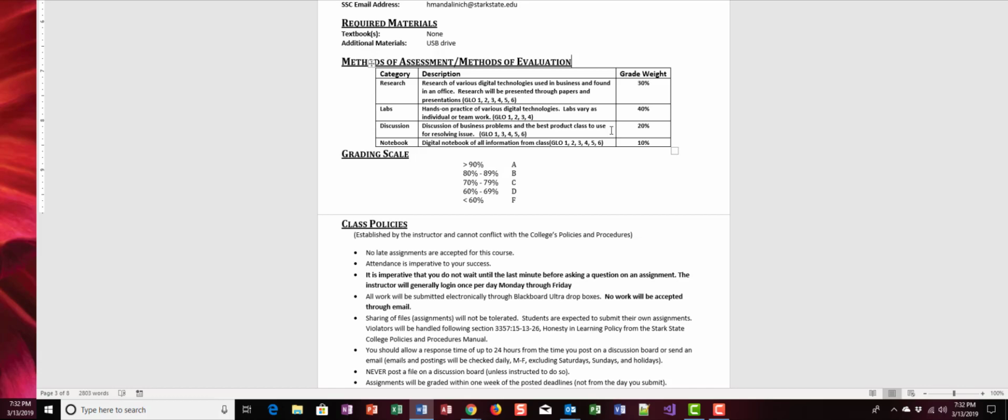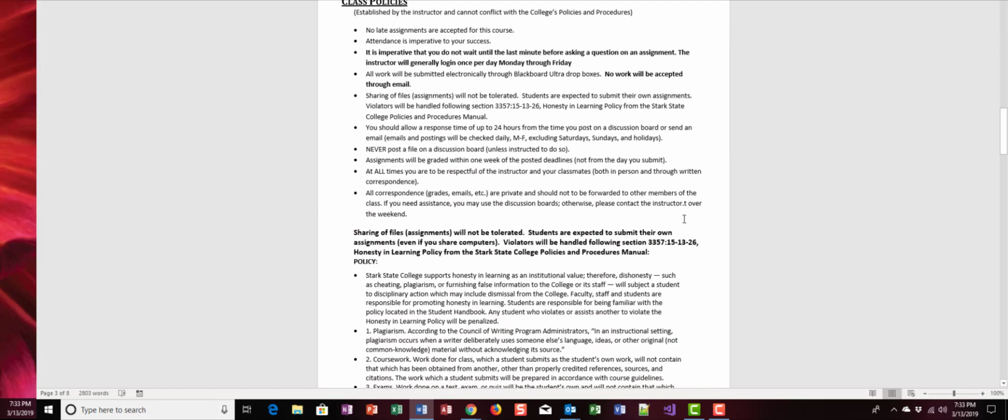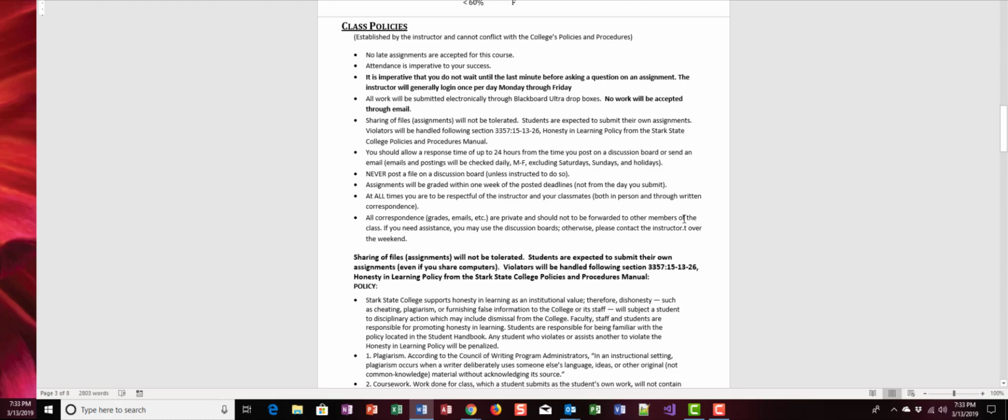Okie dokie. So our grading scale is the standard Stark State scale. Greater than 90 is an A, 80 up to that 90 mark is a B, 70 up is a C, 60 up is a D, and less than a 60 is a failure of the class. I want to look at the policies, and then we're going to go down to the withdrawal date and then this class schedule. So no late assignments accepted.